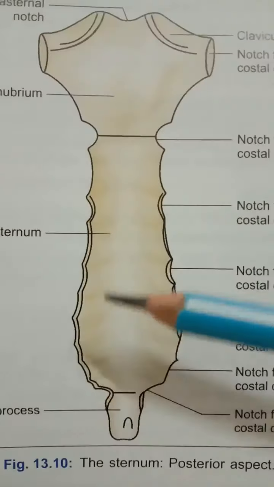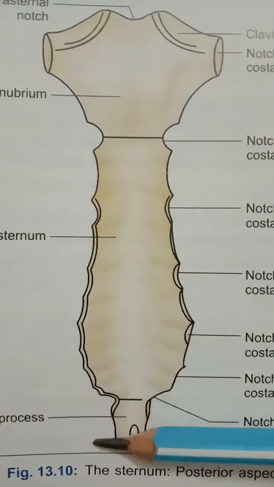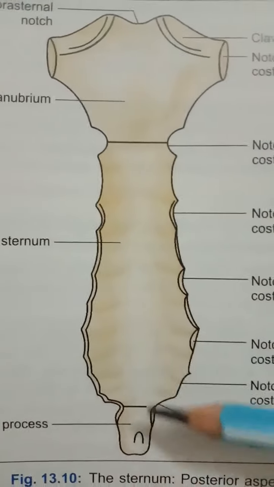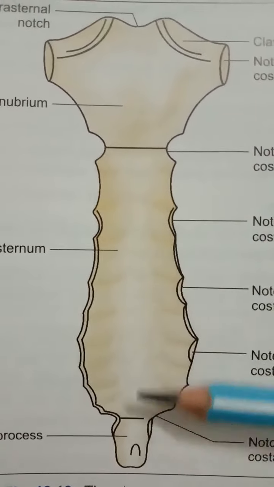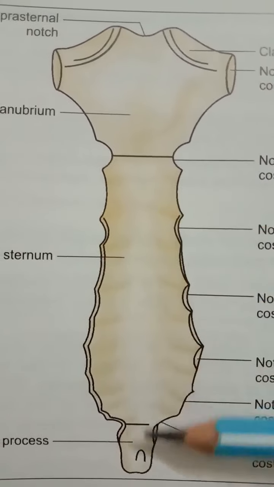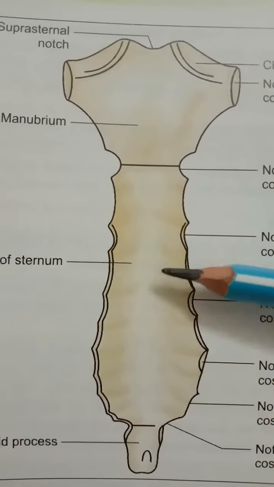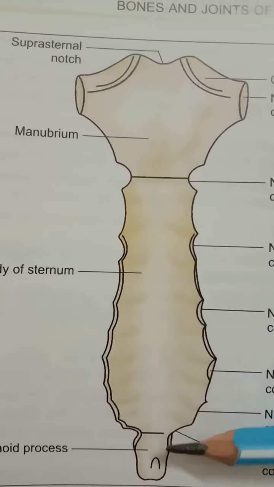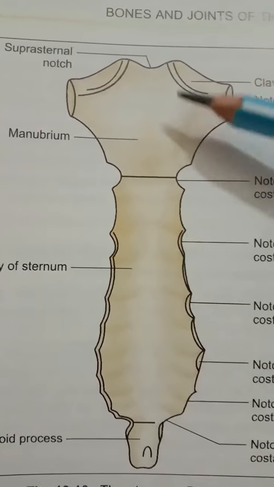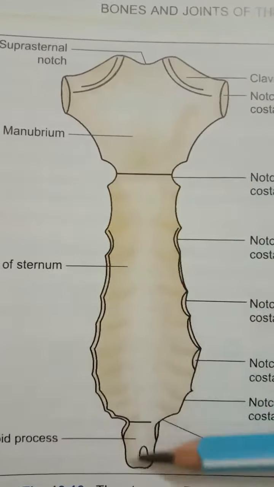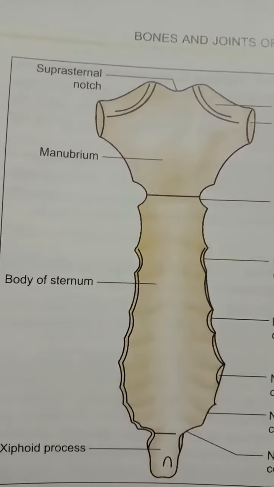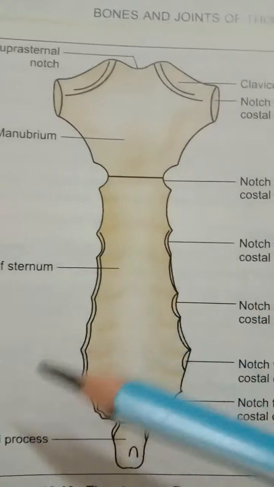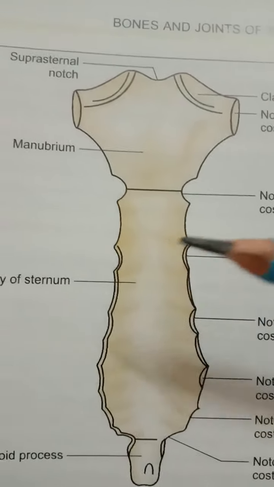The next point is the median sternotomy. To gain access for surgical operations on the heart and the great blood vessels, the sternum is often divided in the median plane. This cutting of the sternum is called median sternotomy.